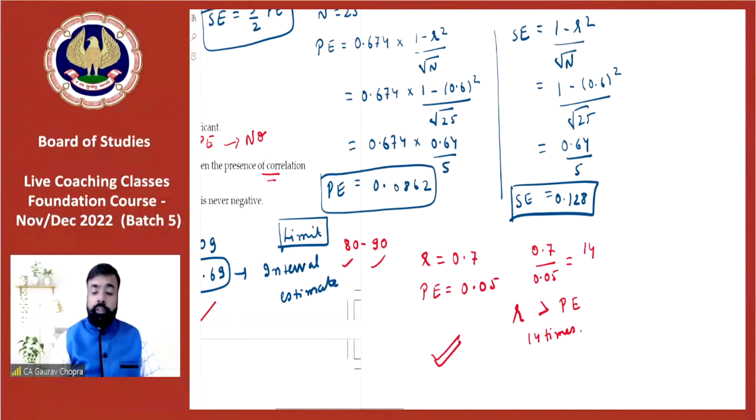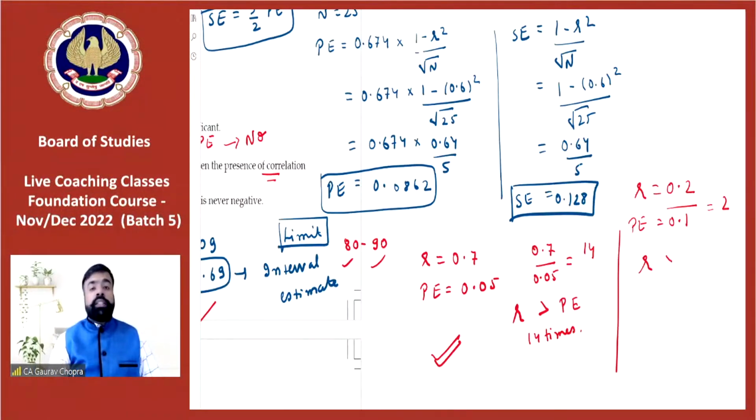But if correlation is, let's say, 0.2 and probable error is 0.1. Now, after dividing, what we are getting is 2. So R is greater than 2 times of probable error. So this 2 times is not significant. That means correlation is not certain. All right.